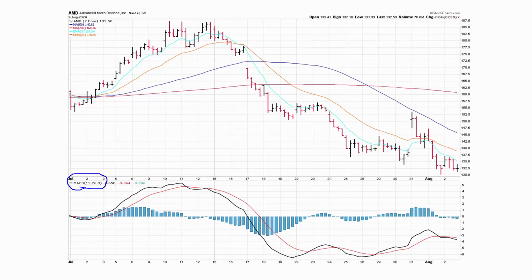Okay, so here's how I use this. And again, there's a lot of different ways to use it. The MACD could cross down, it can cross up. There are divergences, lots of different ways. I can't go through all of them. I do that in the masterclass, but I'm going to go through how I use it.